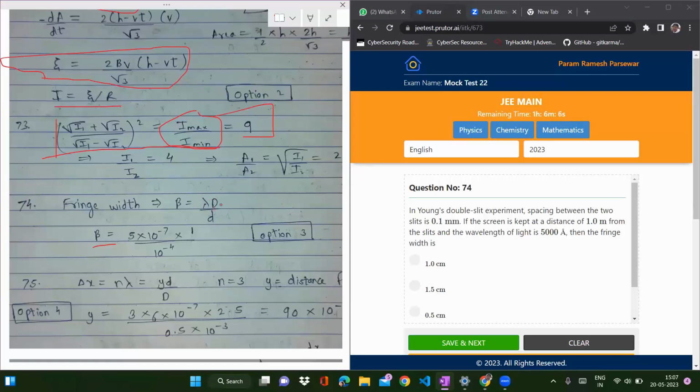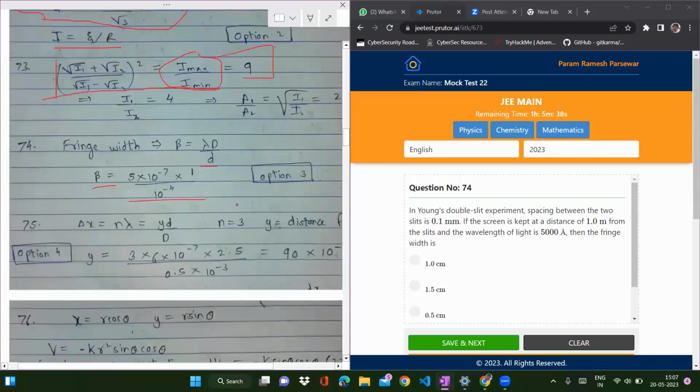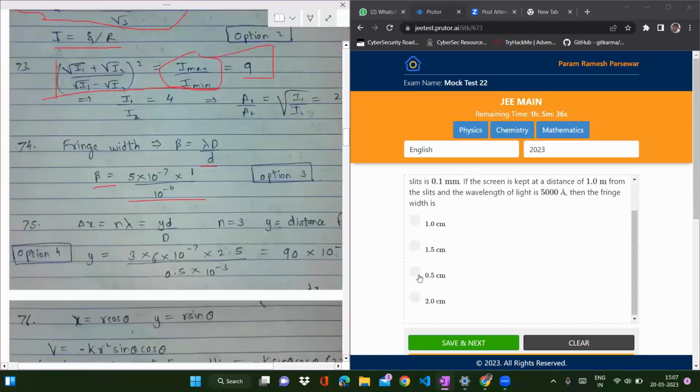Capital D is the distance between the screen and the double slits, and small d is the distance between the two slits which are there. So it is the distance between them. So we need to just put the values of lambda, D and d, and we'll get the answer, which is option number 3, 0.5 centimeters.